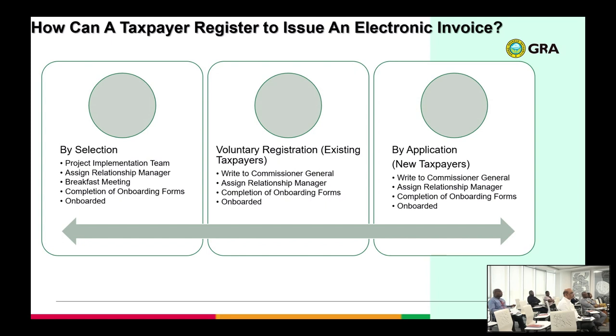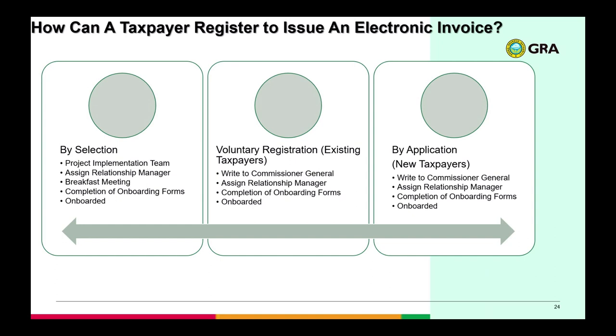So there are three main approaches to this. The first is by selection. So GRA, as I went through in the earlier slide, because we're implementing this system by phases, GRA will select a group of taxpayers and invite you in a form of a breakfast meeting, and then walk through the system with you, with your software developers or your technical team, and then explain the system to you. And if you have any questions, we'll address those as part of the onboarding process. You'll be assigned a relationship manager who will work with you to ensure that you are onboarded onto the system up until when the onboarding is completed.